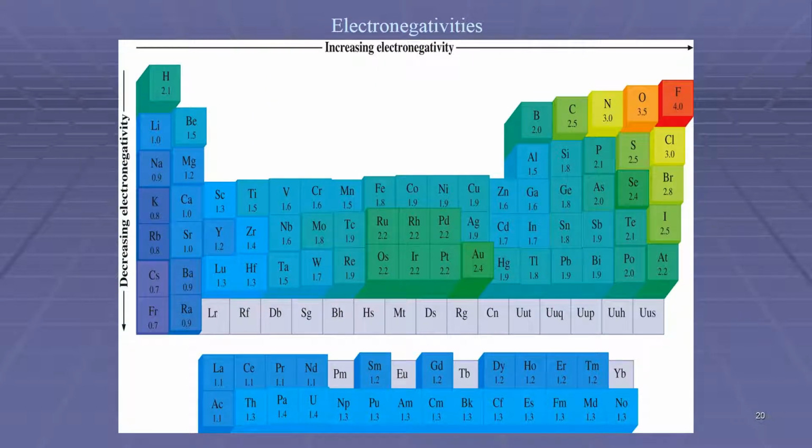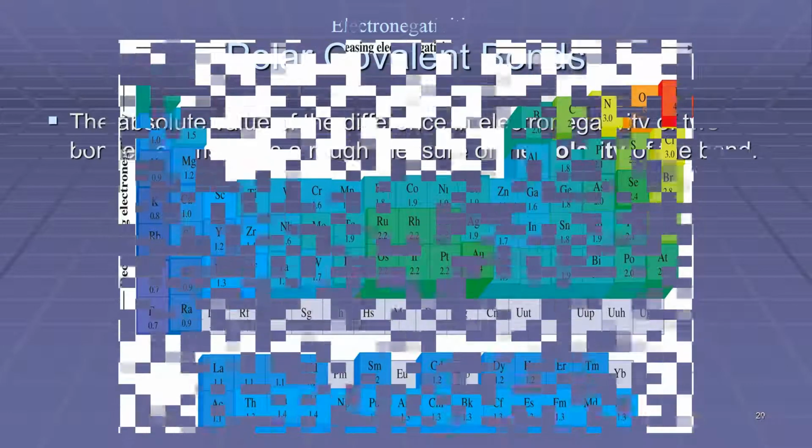You can see fluorine has the highest electronegativity of any element, and then oxygen is very high too, and nitrogen and chlorine are all very high. So the upper right-hand corner tends to have the highest electronegativity, and the lower left-hand corner has the lowest electronegativity. So what do these numbers mean? Well, it's sort of a relative comparison of which atom likes the electrons more.